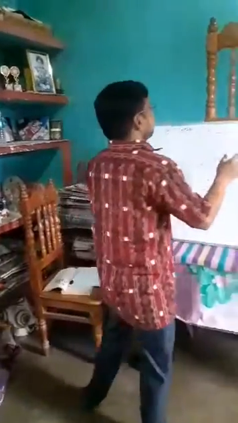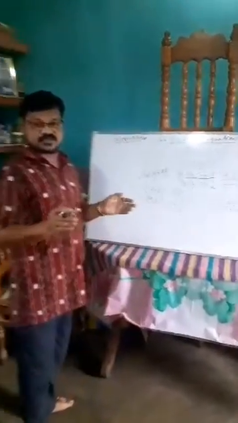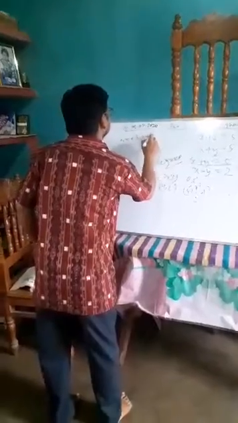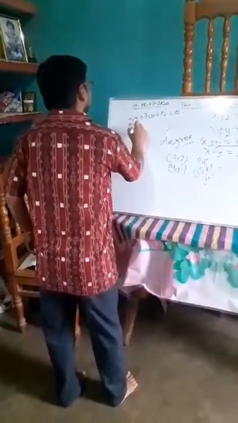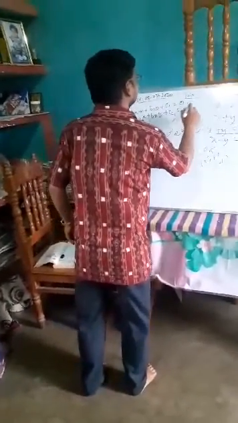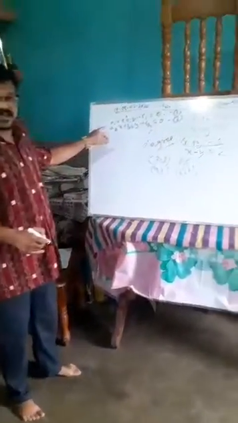Look, a pair of linear equations in two variables in its general form can be written as a1x plus b1y plus c1 equal to 0, and the second one I will write as a2x plus b2y plus c2 equal to 0. This is equation 1, and this is equation 2. I have written a pair of linear equations in its general form.